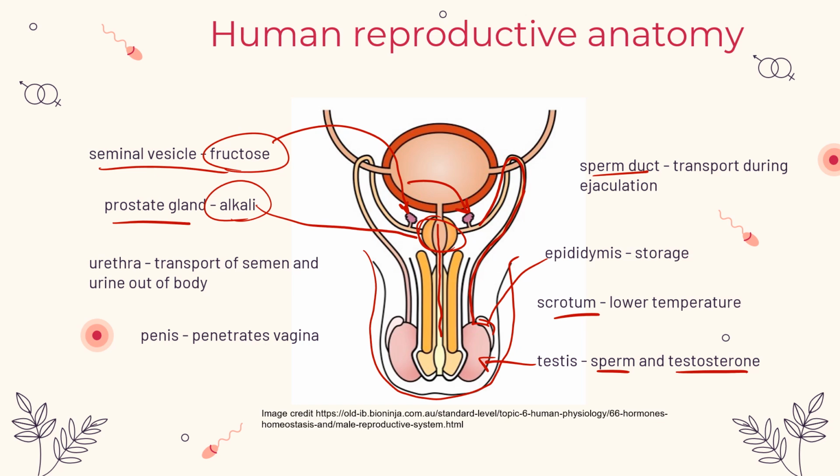The urethra also carries urine from the bladder. Here's the bladder. We're going to carry urine from the bladder out of the body, also through the urethra during urination. Finally, the job of the whole entire penis, that includes the urethra, is to penetrate the vagina so that semen can be released very close to the cervix and get the sperm into the uterus for fertilization.